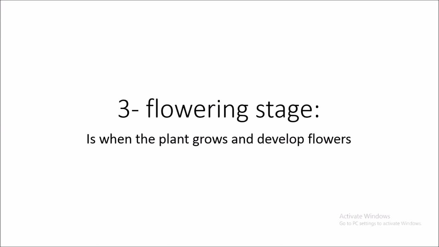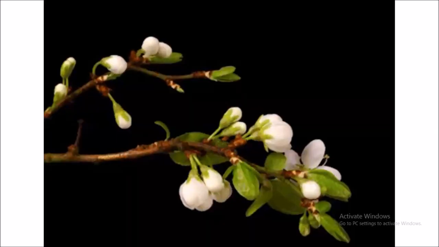Stage number 3 is the flowering stage. This is when the plant grows and develops flowers. The flowering stage is the last stage you're learning about in the life cycle of plants. And from its name, flowering means it's when plants grow and develop flowers. Later, you'll learn that flowers are the ones responsible for making seeds.